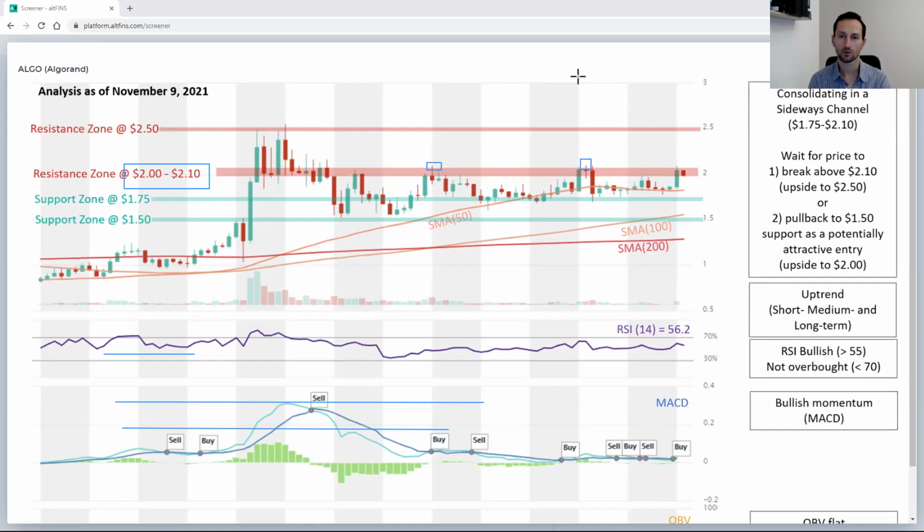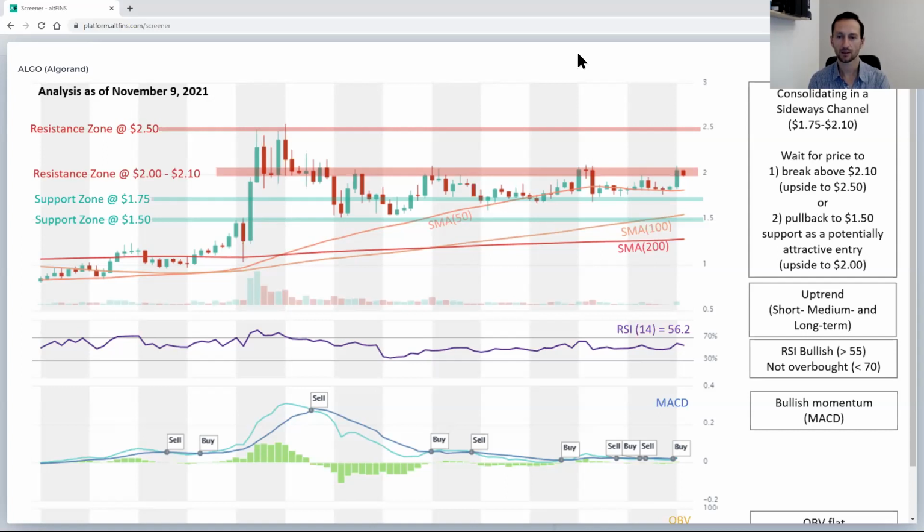And so what you want to do is really wait for the breakout to happen above that last local peak to confirm that this is most likely a real, legitimate breakout.